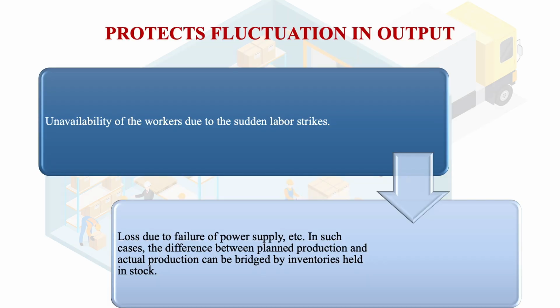In such cases, differences between the planned production and actual production can be bridged by the inventories held in stock. We have a buffer stock, we have emergency stock. If there is a power loss and power resumes, then we will have fast production, so that there will be no deterioration of the stock, and the items which are needed will be available.